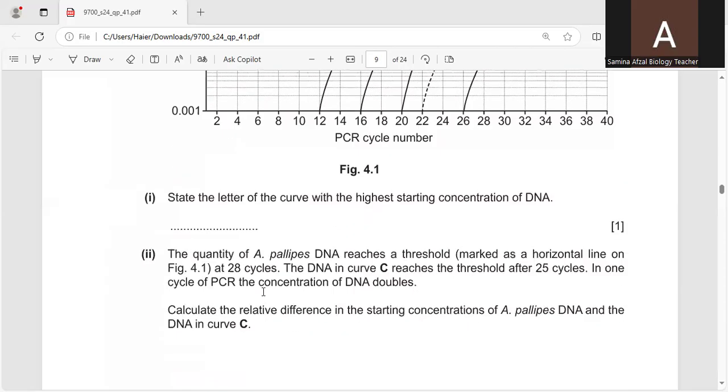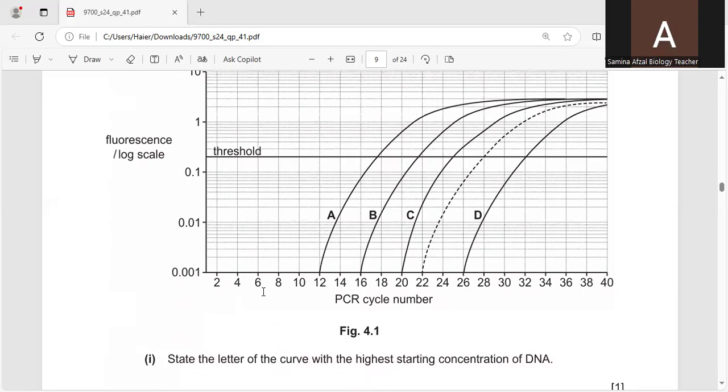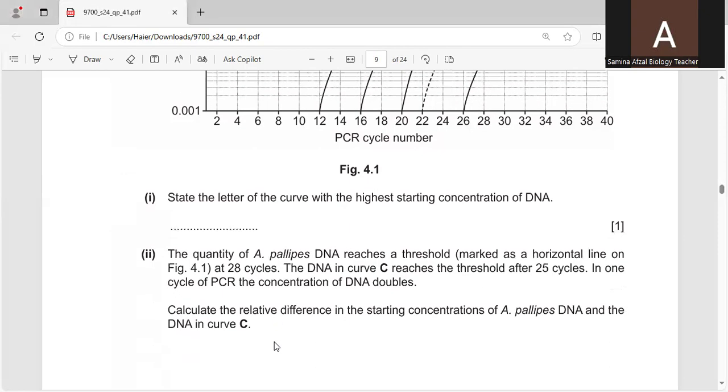State the letter of the curve with the highest starting concentration. You can see over there that the highest starting concentration is at A. So we will write A over here.